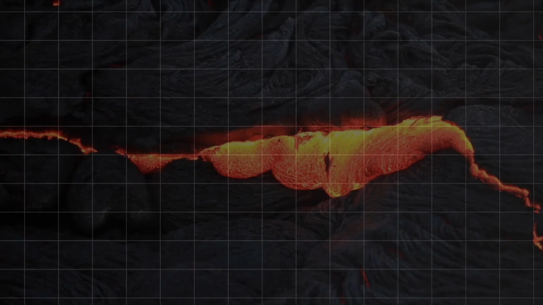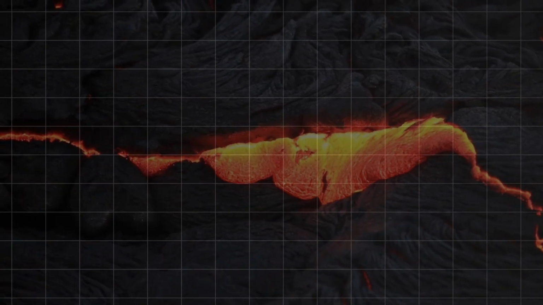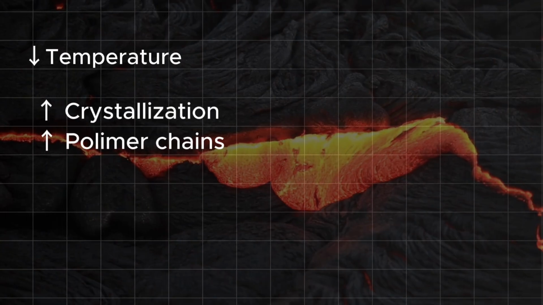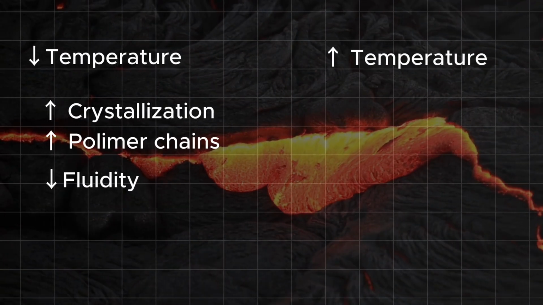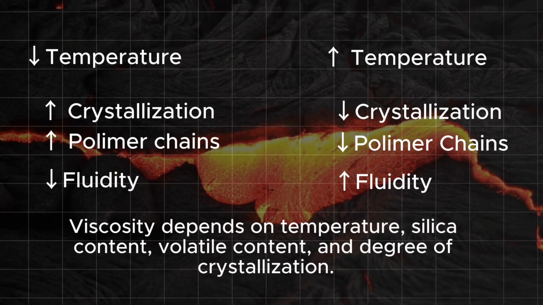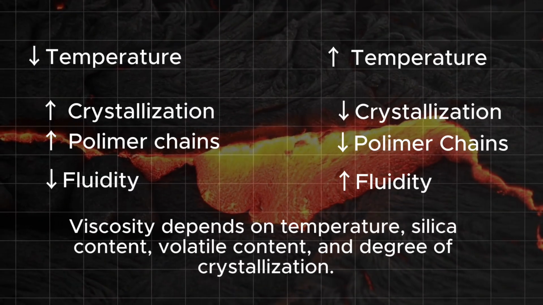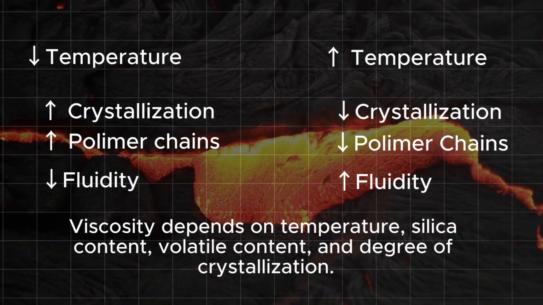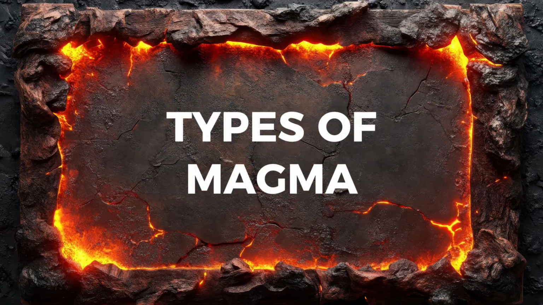Temperature and crystallization also influence viscosity. As magma cools, crystallization increases, reducing fluidity. Higher temperatures decrease crystallization, making magma more fluid. Viscosity depends on temperature, silica content, volatile content, and degree of crystallization. Now let's examine the main types of magma.